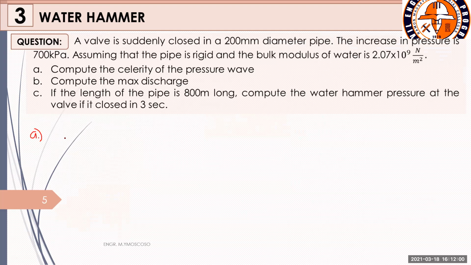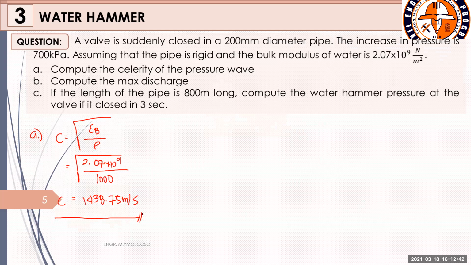So since rigid ito, ano yung formula natin sa celerity? That would be the square root of EB divided by rho. Okay, so direct sub lang. Ito yung pinakamadali na topic siguro, no? Direct sub lang tayo ng formula, 10 raised to 9 divided by 1,000. So your celerity is how much? That would be 1,438.75 meters per second. Yan agad yung magiging answer for letter A.